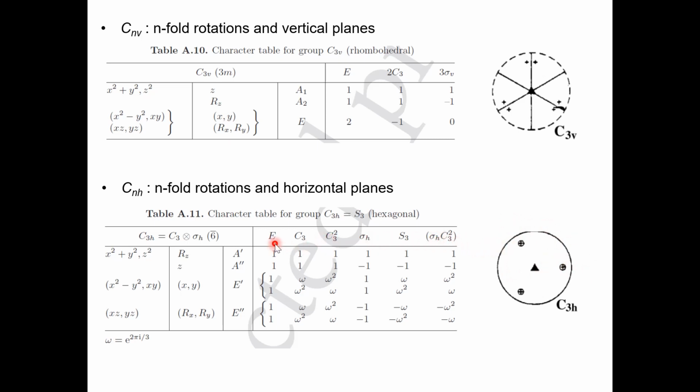So as you can see, you have the different operations: identity, rotations, sigma h plane, and also you have the S3 operation, which is an improper rotation, a combination of C3 and sigma h, for instance. And this is the character table of group C3H.